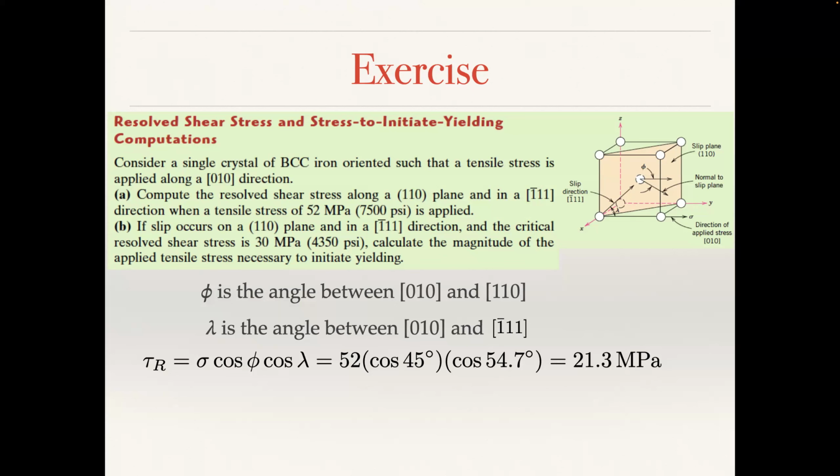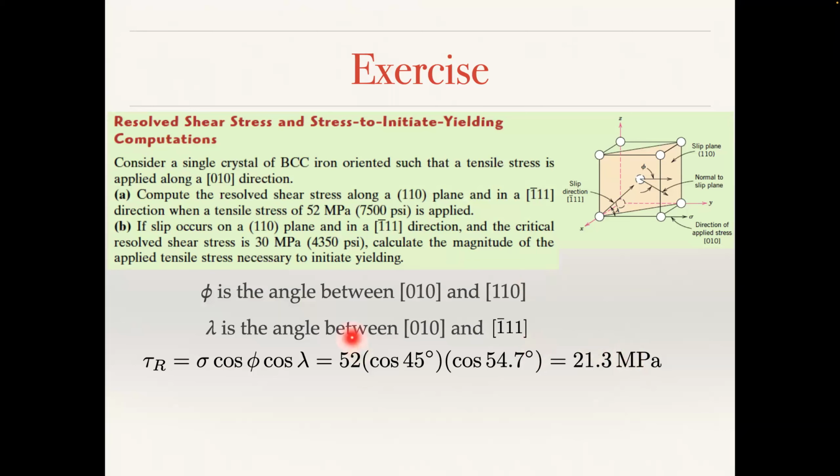So if you are applying 52 MPa in that direction, the resolved shear stress is 21.3 MPa. It is given that the critical resolved shear stress, that means the shear stress at which the yielding occurs, is 30 MPa. Because this is less than the critical resolved shear stress, if you apply 52 MPa, the yielding will not happen. All the deformation will be purely elastic.